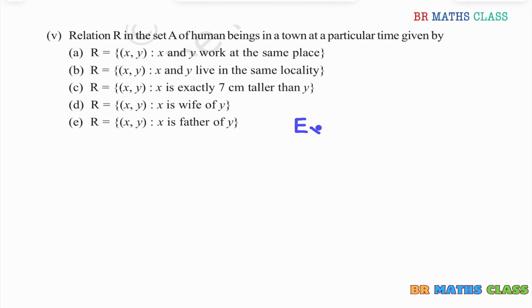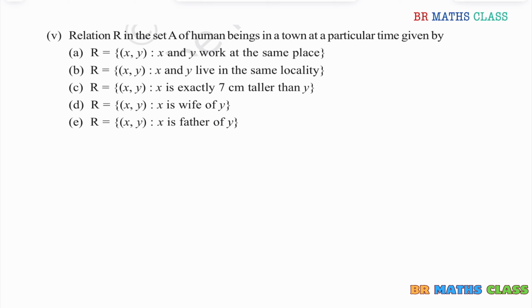Exercise number 1.1, question number 1. In that question number 1, we are doing this fifth bit from the Relations and Functions chapter, class 12th mathematics. In this fifth bit, again another 5 bits are there. In this class, we are going to learn all these 5 bits.